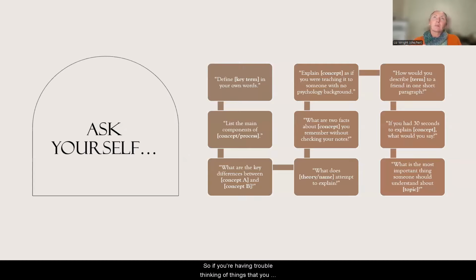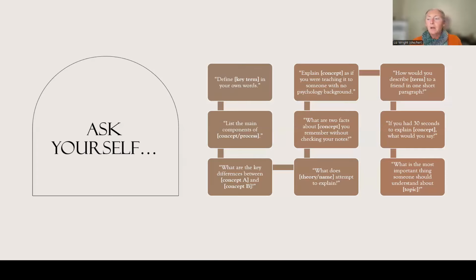So if you're having trouble thinking of things that you should journal about, or if you're trying to do a brain dump activity after you've done your reading, and you don't really know what you should write about, then these are some suggestions for things that you can write about. So defining key terms in your own words, listing the main components of a concept or of a process. And so, anything that's in brackets, then obviously you would change that to content related to the unit that you just studied.